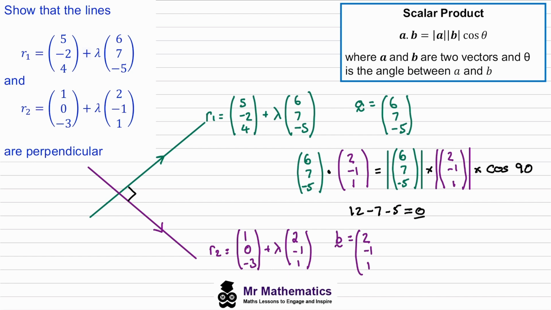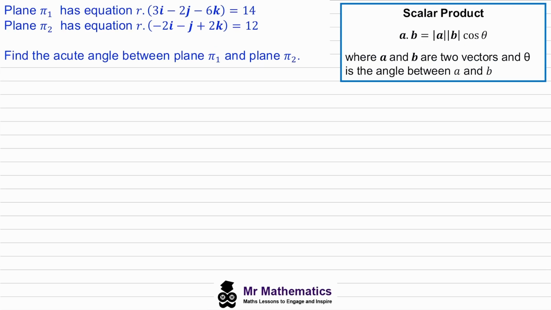In the next example, we're going to find the acute angle between two planes. Okay, so in this example, we're given that plane 1 has this equation, and plane 2 has this equation, both given in scalar product form. We've been asked to work out the acute angle between the two planes.